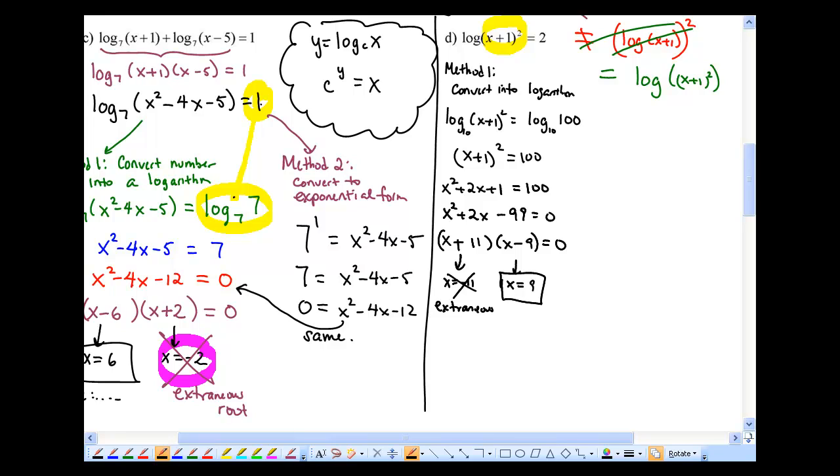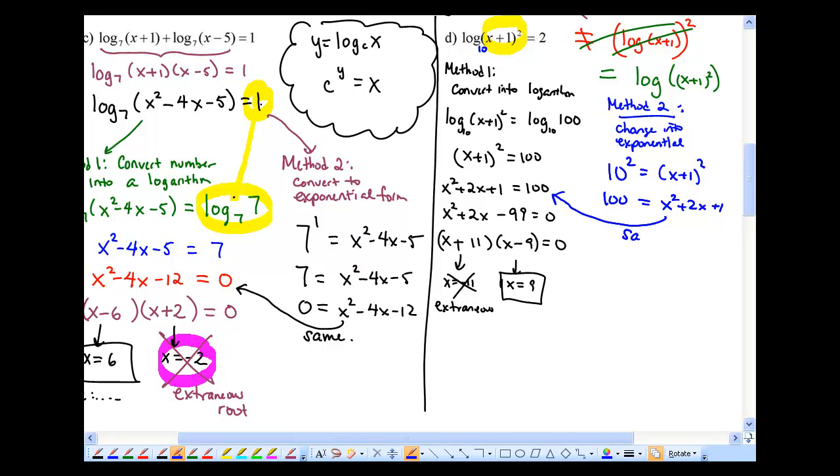There you go, 9 is the answer. Don't like method number 1? You can do method number 2. That's, of course, change into an exponential form. By the way, you don't need to do all these different methods. It's up to you which one you like, okay? But I'm just trying to show you a few. So once again, this is base 10, so this becomes 10 squared equals (x plus 1) squared. That's 100. And then that's x squared plus 2x plus 1. Well, that's the same thing as that, so same.